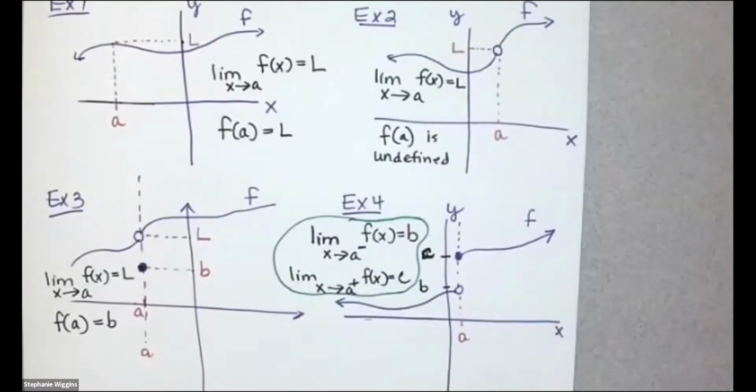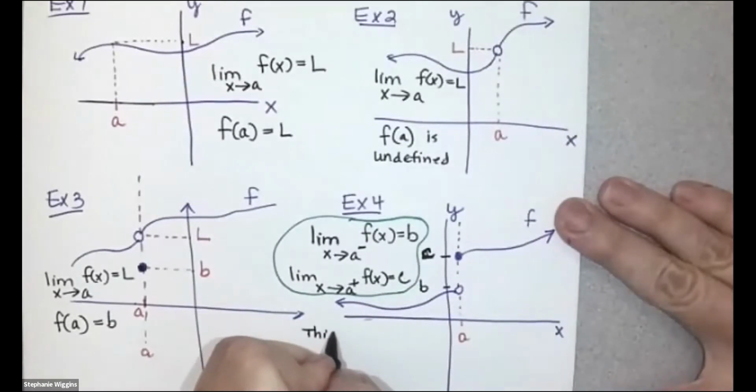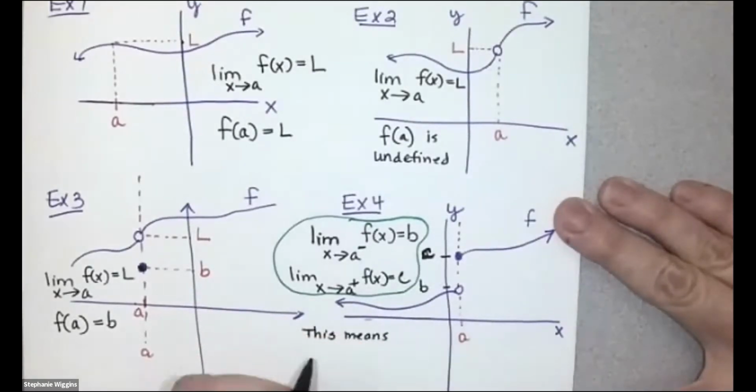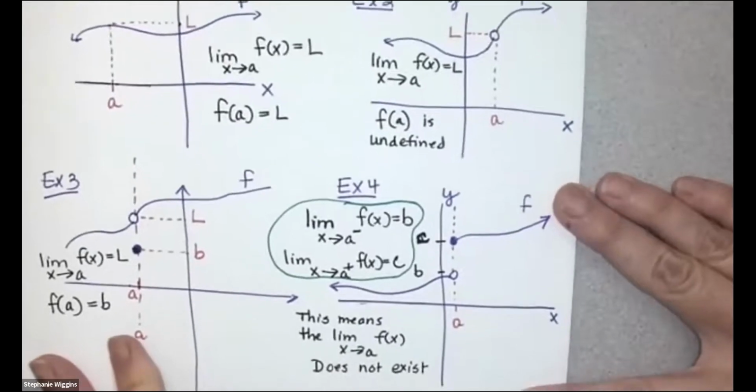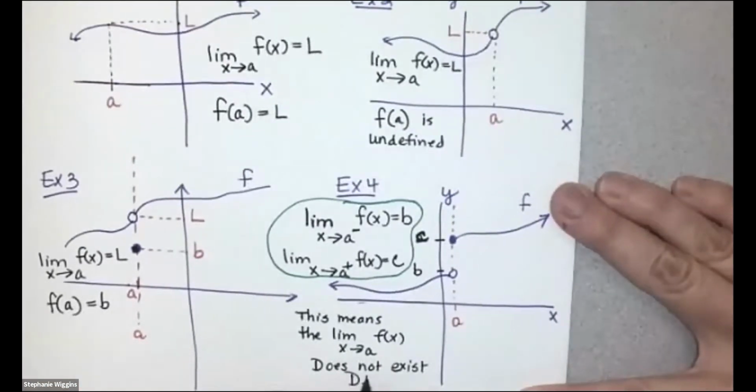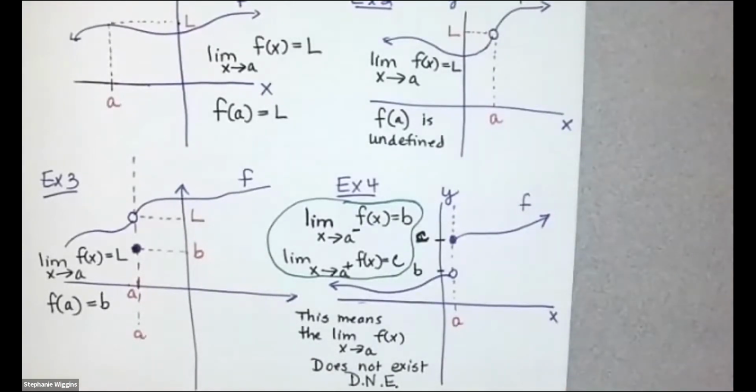Okay. So this means the limit as x approaches A of f of x does not exist. And sometimes you'll see people write DNE. It's just a shorthand because in mathematics, we run into that situation a lot where something does not exist. So we just get in the habit of writing DNE. So if you see it written like this, you'll know what that means.